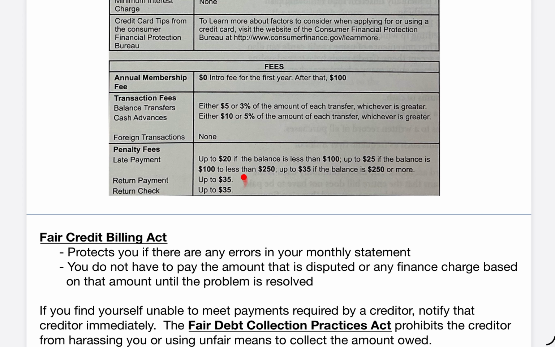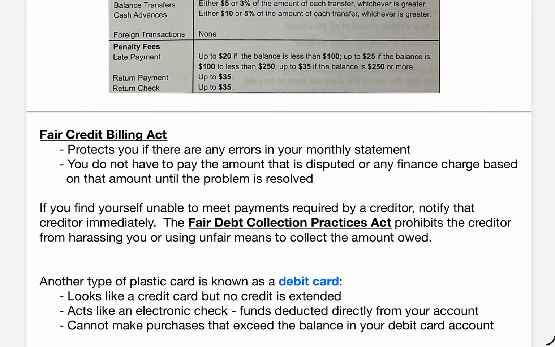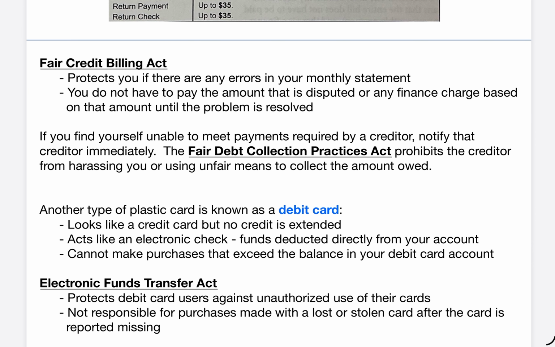In this case, it's up to $35. Okay, now the other act you should be familiar with is the Fair Credit Billing Act, and this act protects you if there are any errors in your monthly statement. If there are any errors or if you're disputing a particular charge, you do not have to pay that amount until the problem is resolved.